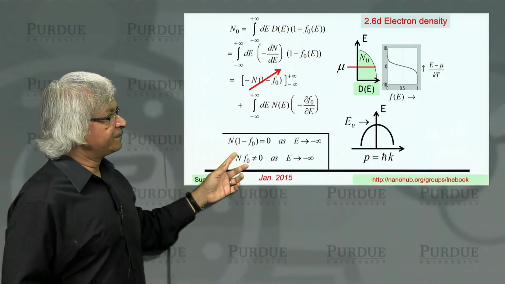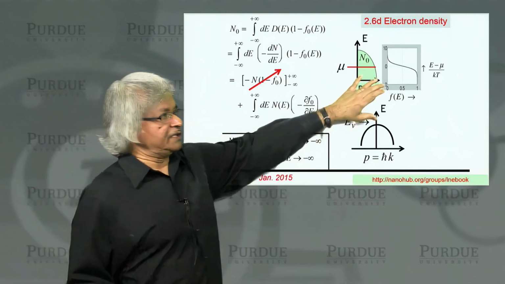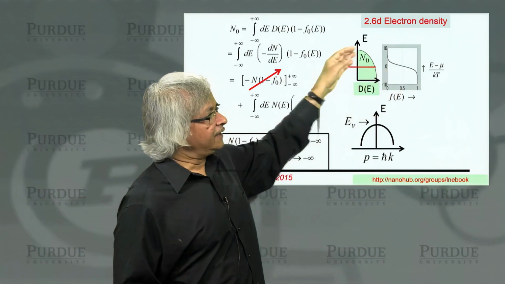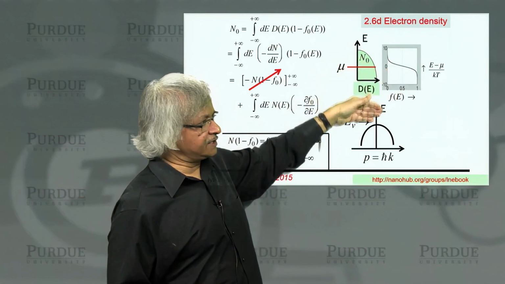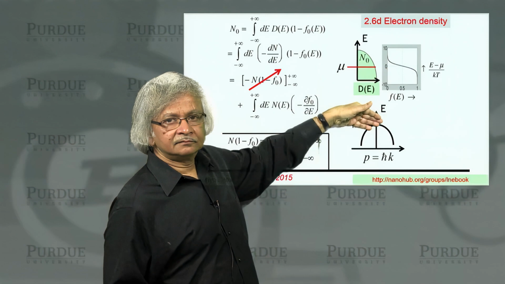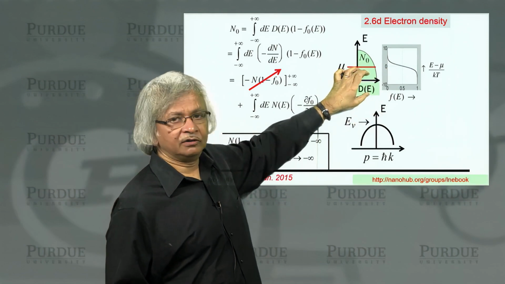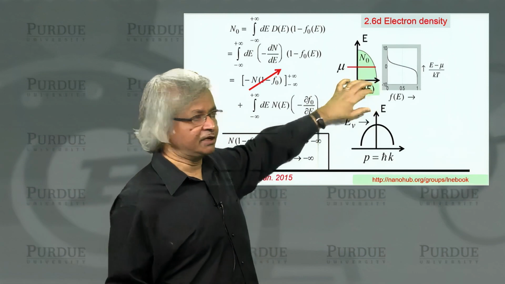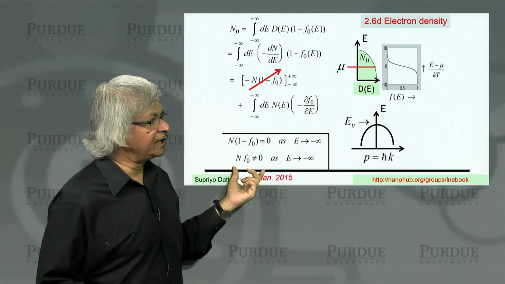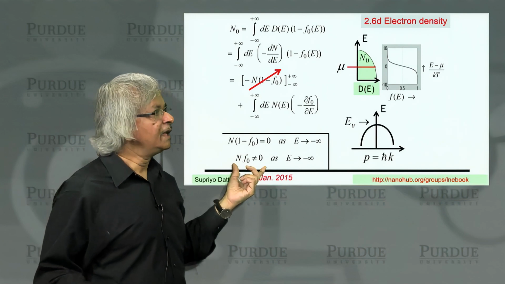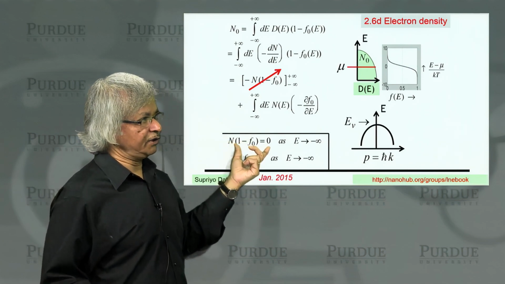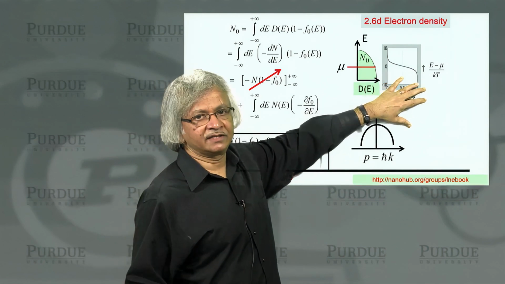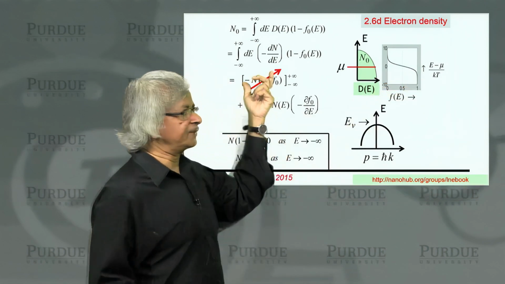Because, as I said, when you go to very low energies, F0 is 1. And N is still increasing, you see. So N is not 0. Not like the previous case where I could say that when you're at very low energies, N is 0, and so N F0 is 0. So here N F0 is not equal to 0. But N times 1 minus F0 is, because down here F0 is almost 1, so 1 minus F0 is 0. So I can drop that term.